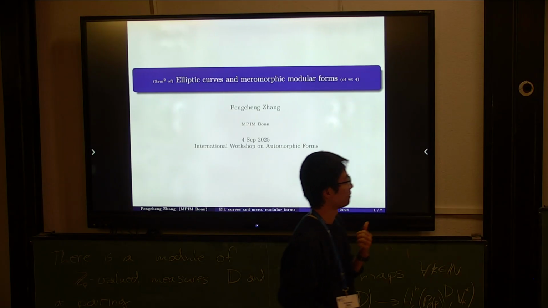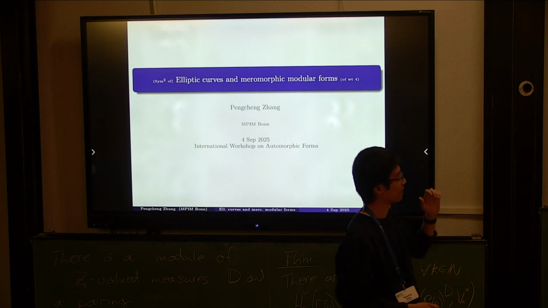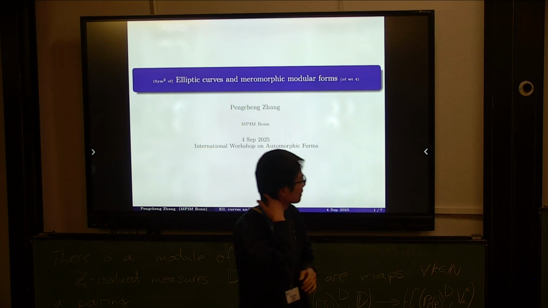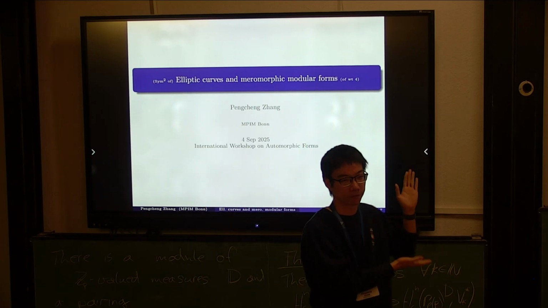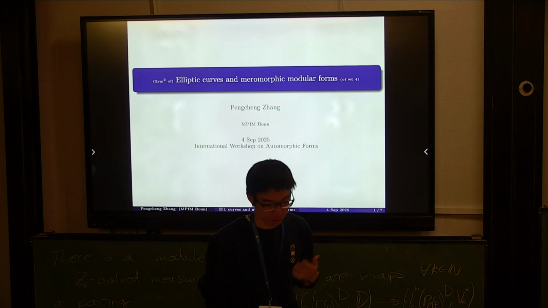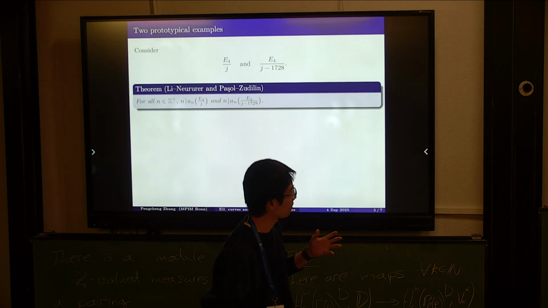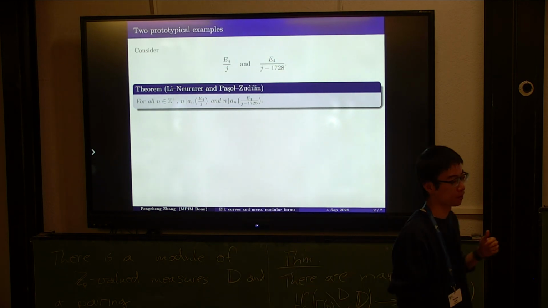Talk about elliptic curves and meromorphic modular forms. And you see these little decorations in the title because, due to the interest of time, I'm only going to focus on weight 4 and level 1 basically. But everything can be generalized to higher weights. So maybe let me first start by discussing two prototypical examples of meromorphic modular forms that I want to discuss.